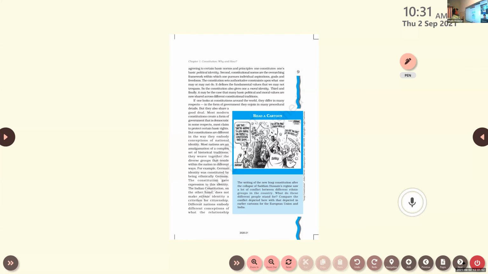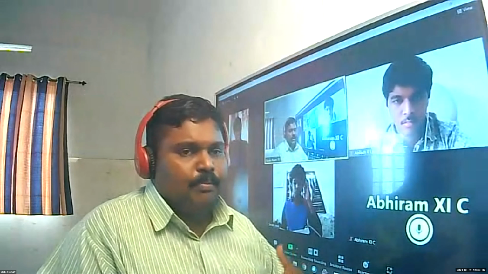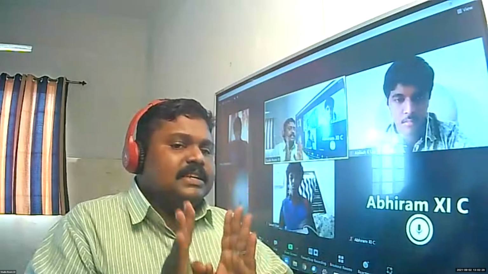Second, constitutional norms are an overarching framework within which one pursues individual aspirations, goals, and freedom. The constitution sets authoritative constraints upon what one may or may not do. It defines the fundamental values that we may not trespass. So the constitution also gives a moral identity. Third and finally, many basic political and moral values are now shared across different constitutional traditions. So we know that we are following a single citizenship. The constitution is protecting us and considering us as citizens of the country.